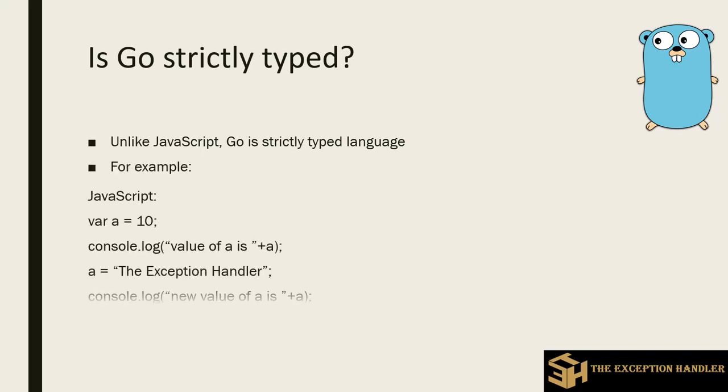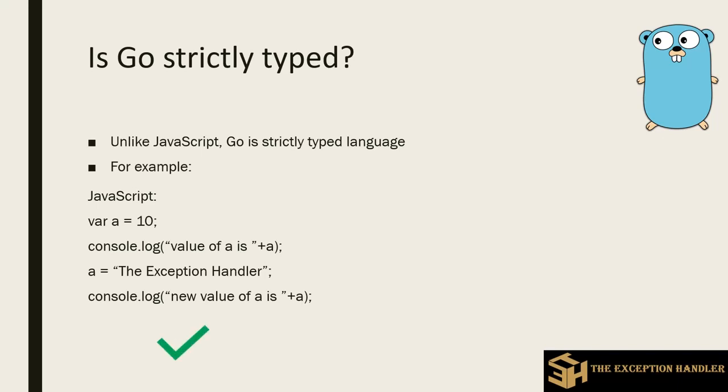For example, this code is written in JavaScript, where we have declared a variable a which has an initial value of 10. Now I try to log the value to the console and get the value, which is perfectly fine. In the consecutive third line, I am assigning a string value to the same variable, which earlier had an integer value. Now I log this variable's value again on the console, which is perfectly fine and logs the value without any exception. So this is perfectly fine in JavaScript.